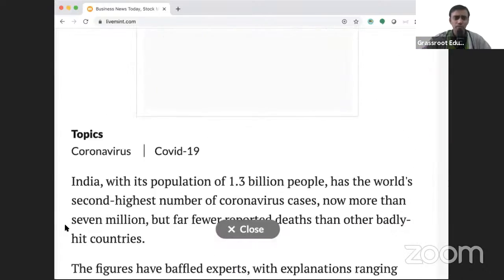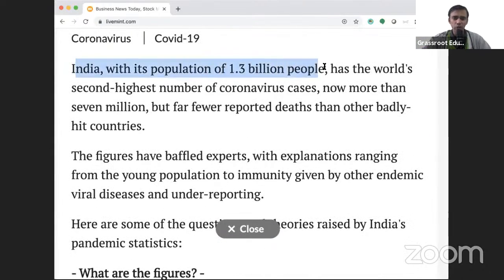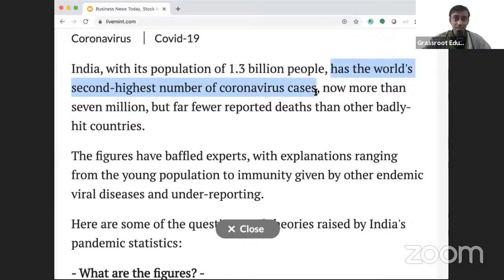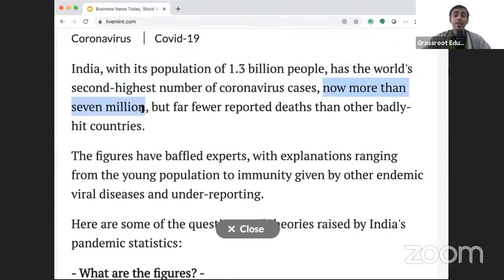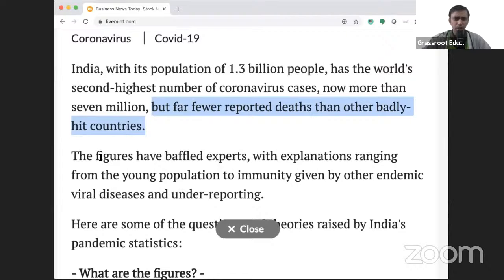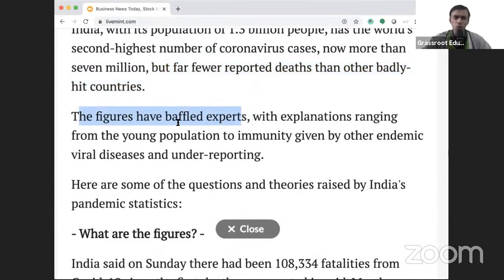Now, India, with its population of 1.3 billion people, has the world's second highest number of coronavirus cases, now more than 7 million, which means 70 lakh people, but far fewer reported deaths than other badly hit countries. Now the figures have baffled experts. What do you mean by the word baffled? Who can tell me? Yes, Shalu. Baffled means to be confused, to be puzzled, extremely puzzled, perplexed.